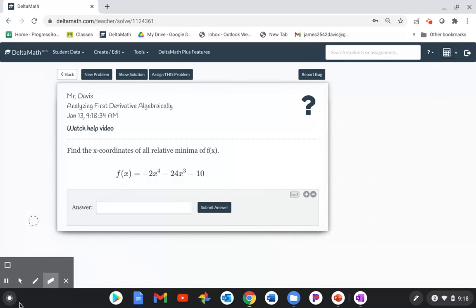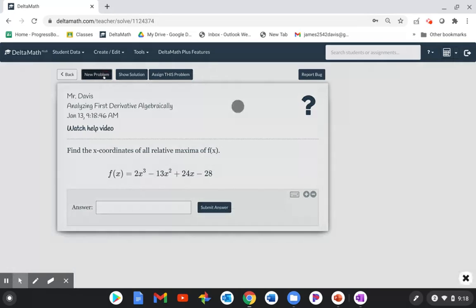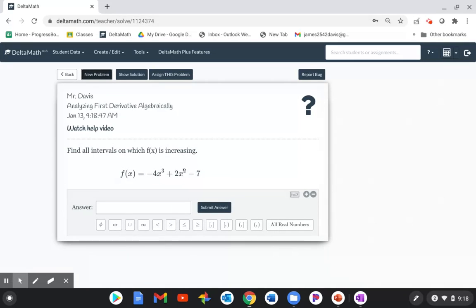Let's see. I thought there were some of these there. There we go. Intervals of increasing. So let's do one of those.